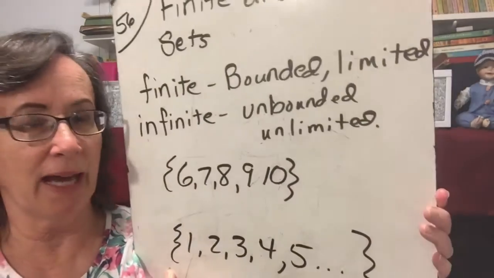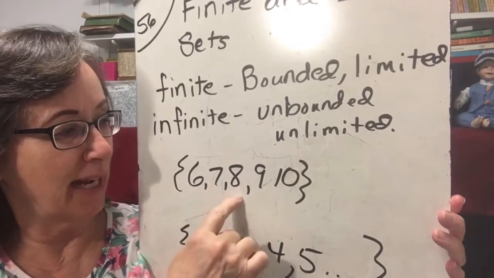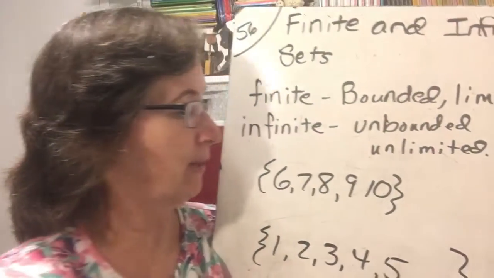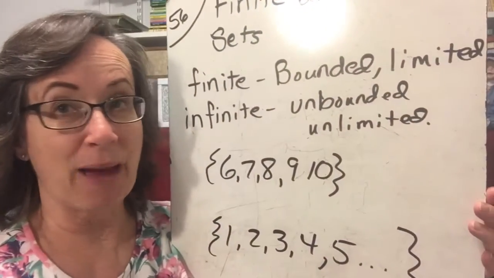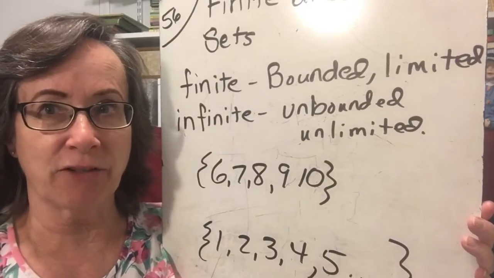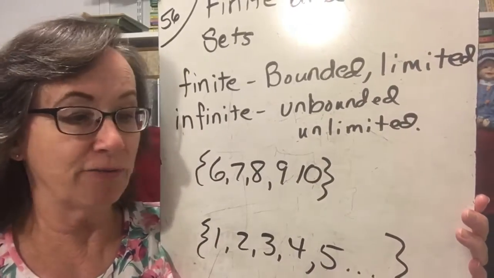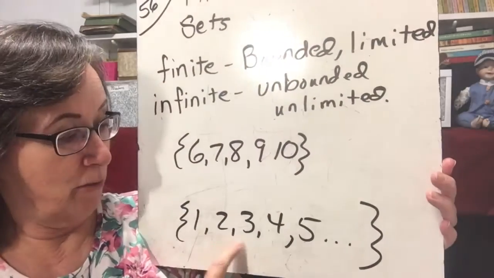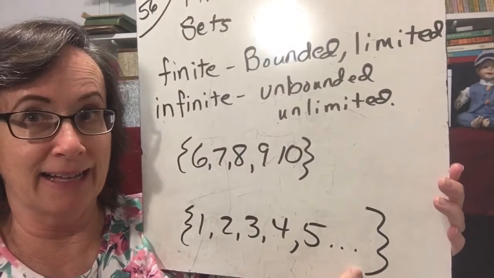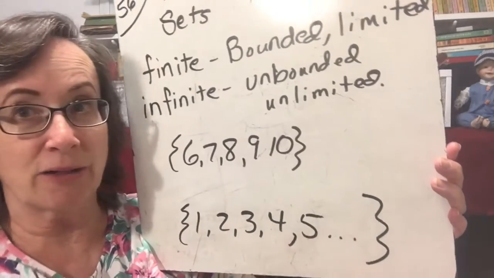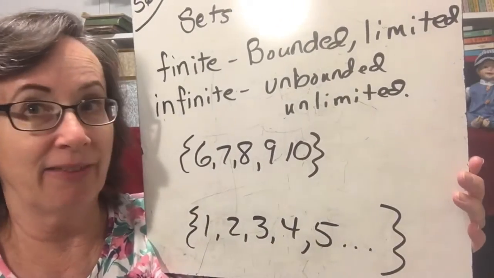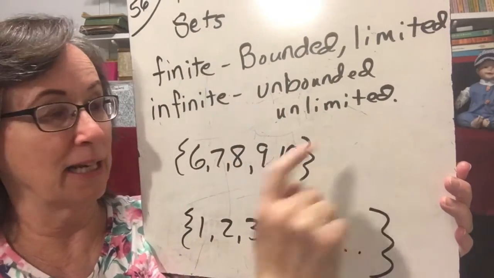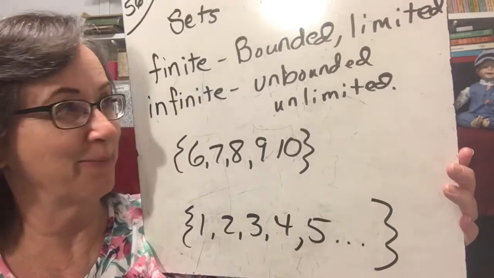Okay, so we have an example. 6, 7, 8, 9, 10. There should have been another comma in there, right? 6, 7, 8, 9, 10 is a bounded set. It ends after 5 elements, and therefore it is finite. However, 1, 2, 3, 4, 5, ... continues going in one direction forever, and therefore it is infinite, unbounded, limitless, and we could not count them.